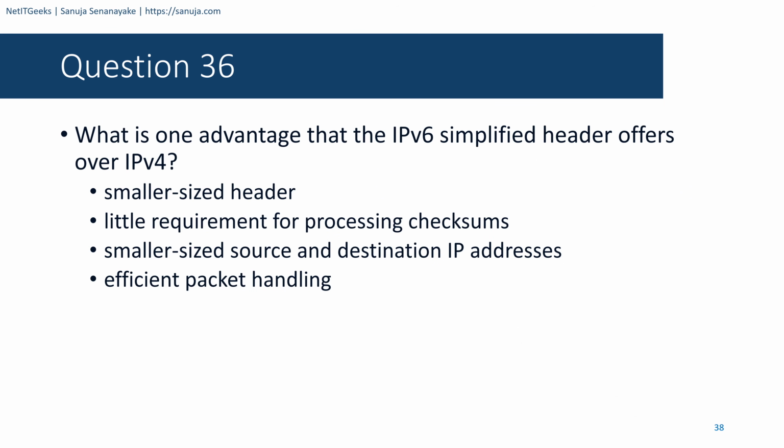Question number 36. What is one advantage that the IPv6 simplified header offers over IPv4? Remember the IPv4 and IPv6 headers? Again, recall that image that I told you that you need to memorize. Based on that, between IPv4 and IPv6, what is one advantage of the IPv6 simplified header? The answers: smaller size header, little requirement for processing checksums, smaller size source and destination IP addresses, efficient packet handling. Right away, I know it is not smaller size source and destination IP addresses, because IPv6 addresses are actually bigger than IPv4, in certain ways.